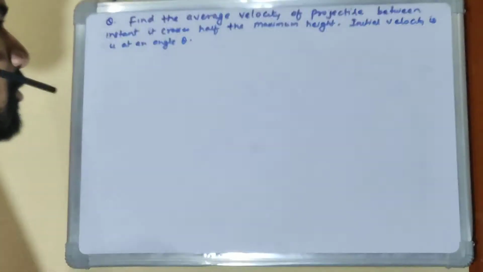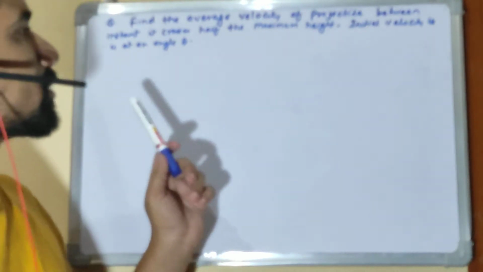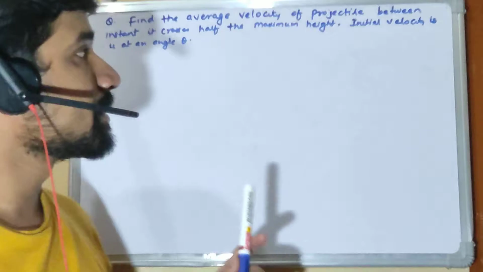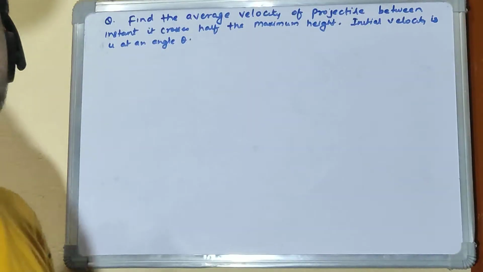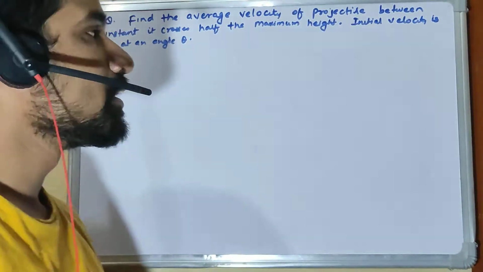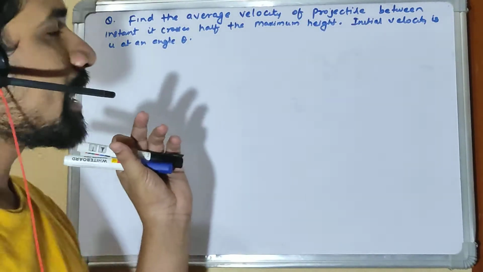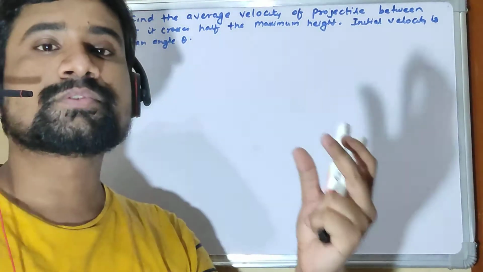So this is another problem on projectile motion. The problem states: find the average velocity of the projectile between the instants it crosses half the maximum height. Initial velocity is u at an angle theta. When we talk about average velocity, we talk about two instances, one initial, one final. So there will be two instances where this projectile will be crossing half of its max height.